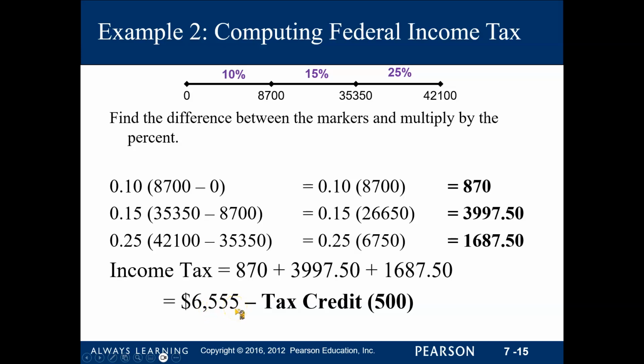But if you remember from the problem, this person has a tax credit of $500. So how does that work? This person needs to pay a total of 6,555 to the IRS, but $500 could be taken out because that's a credit. So the person will actually simply have to pay $6,055 to the IRS for her taxable income of 42,100.